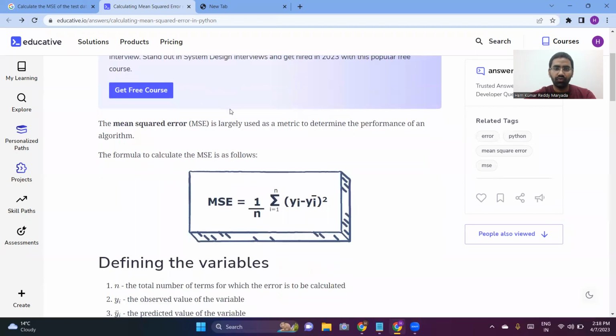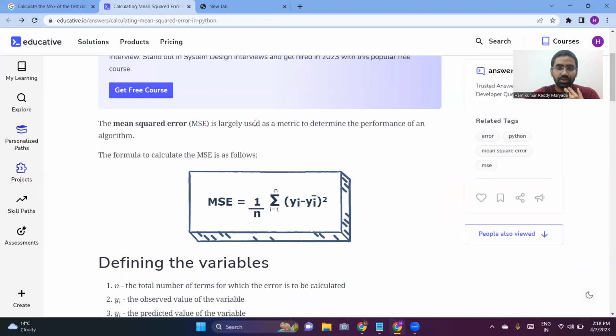So this is the error, y minus y cap. We are squaring the error and we are doing the mean. It is the average, summation divided by the total number of items. That is the mean or average meaning. So the whole thing is MSE, mean square error.